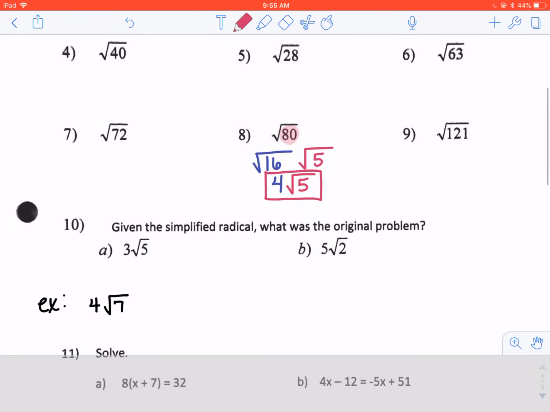All right, I also wanted to do an example similar to number 10 where it says, given the simplified radical, what was the original problem? I'm going to change this here.